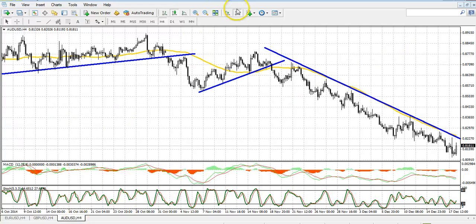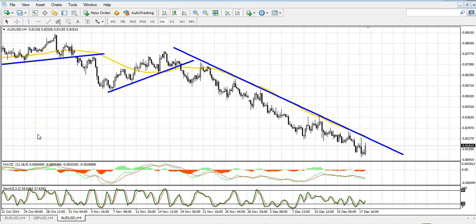Aussie Dollar. Aussie Dollar's got a very strong downtrend there on the 4-hour chart. You can see how it's very much respected this trend line. Here's the first initial points. There was the third touch. There was a fourth touch, a fifth touch, a sixth touch.